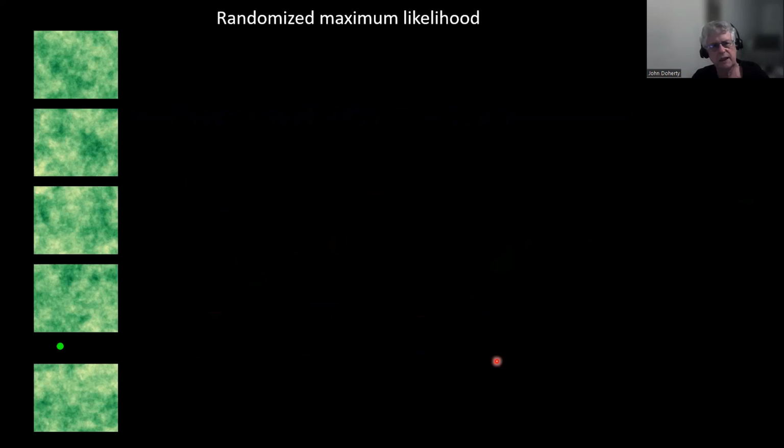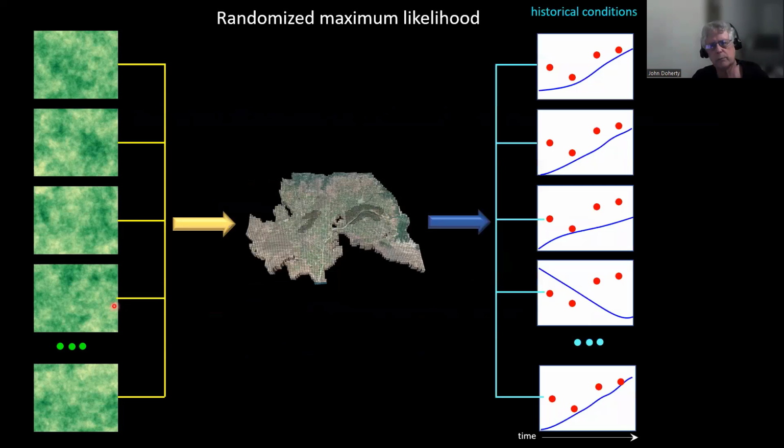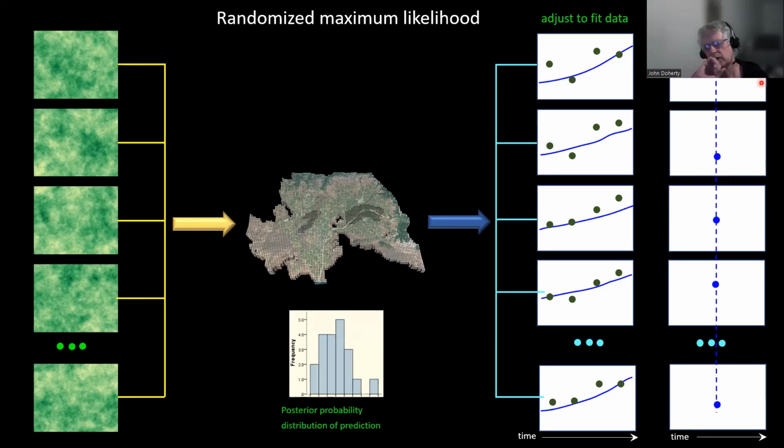So pictorially, I generate samples from the prior, run them through the model under historical conditions, contaminate them with measurement noise, adjust my parameters, and then when I look at the uncertainty of a prediction, I run all these adjusted parameter fields into the future. I don't throw away anymore. I adjust to get the posterior probability distribution of a prediction that I'm interested in.